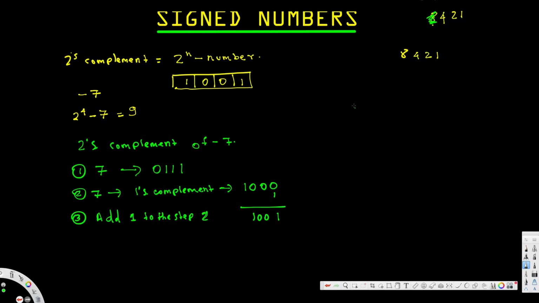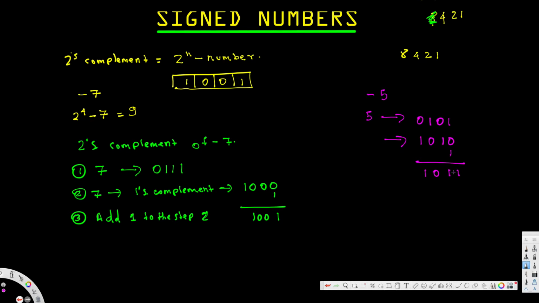And let's look at another example. Let's say we want to find 2's complement for negative 5. First you convert 5 into binary. So in order to have 5, we have to have 4 and 1. So this is going to be 0 1 0 1. Now we have to find the 1's complement. Wherever we have 0, we put 1, and wherever we have 1, we put 0. So 1 0 1 0. Then we add 1 to this one. That's going to give us 2's complement. So 1 0 1 1 is the 2's complement for 5. So when we write negative 5 using 2's complement, we write this one.